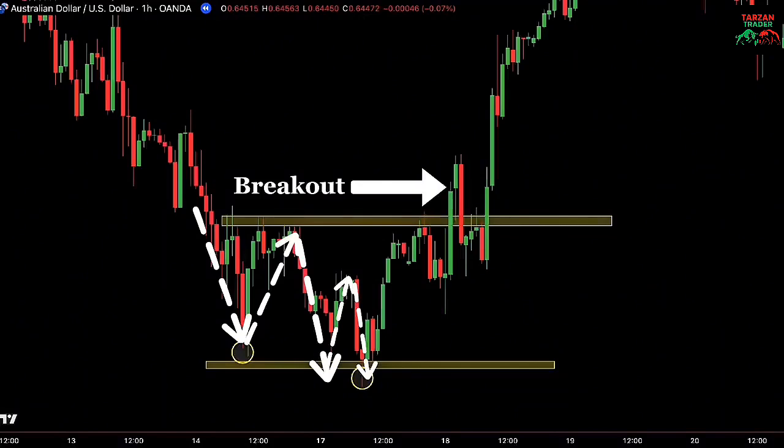A double bottom shows that sellers were in control, but buyers defended the same level twice, signaling strength. Once the neckline breaks, the market structure shifts from a downtrend to an uptrend.